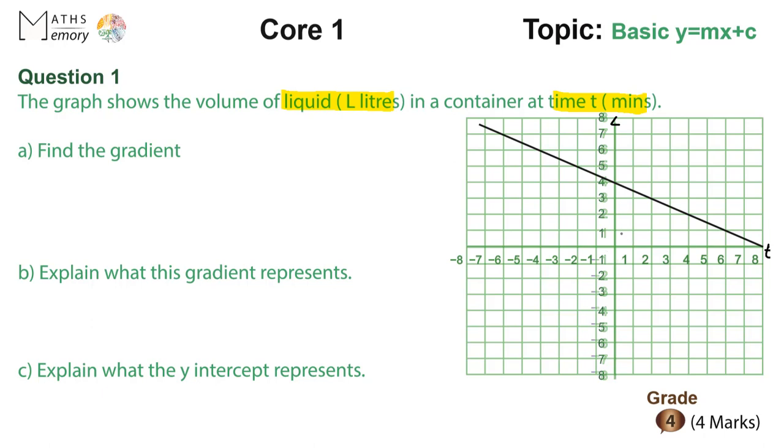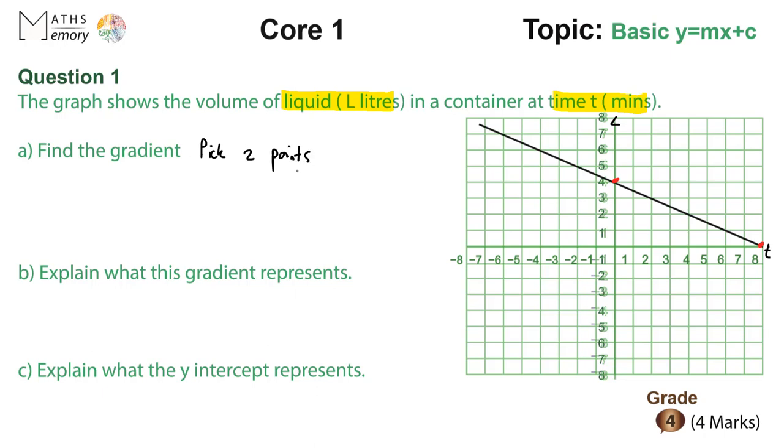1, 2, 3, 4 minutes, etc. minutes on the x-axis. So find the gradient. Now to find the gradient, we need to pick 2 clear points on this over here. We're going to pick, let's say, this point, 0,4, and another clear point that goes through, let's say, 2 clear whole numbers. Let's pick this point here, 8,0. 2 points, we always do this. Points means coordinates, by the way.